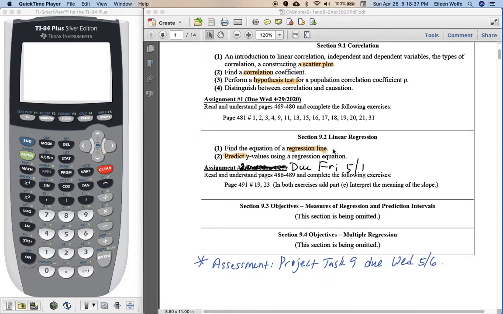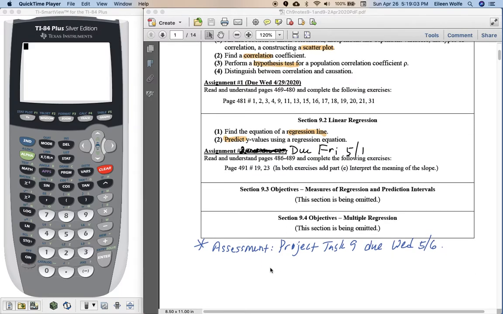And then section 9.2 is a bunch quicker. We are going to look at modeling a relationship between variables using a least squares regression line. And then the purpose of that model, after we have that equation, is to be able to plug in an x value and predict a y value. Meaning, you tell me how many minutes you scored on a test, and I'll be able to predict your test grade. And then assignment 2 is much shorter.